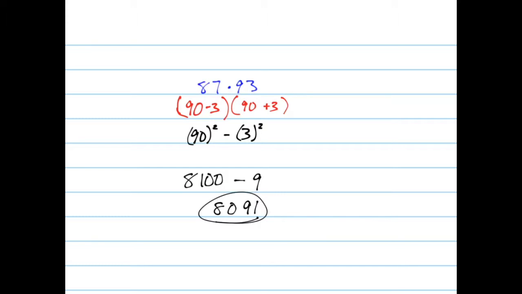Remember that 90 squared is the same as 9 squared times 10 times 10, or times 100. So that's how we get 8,100. Make sense? All right, let's do a biology problem.